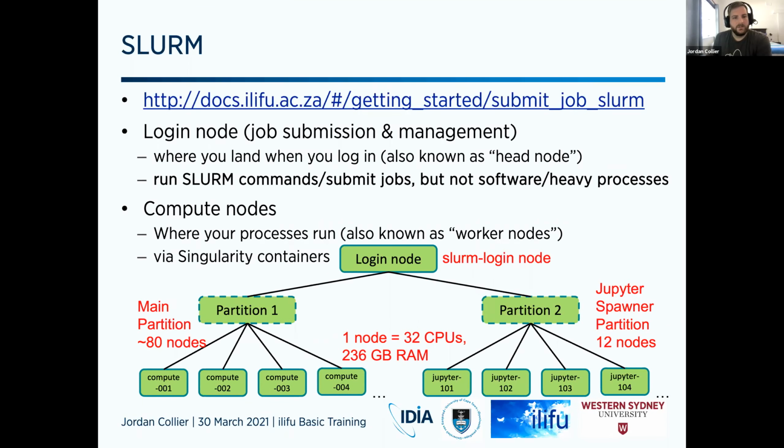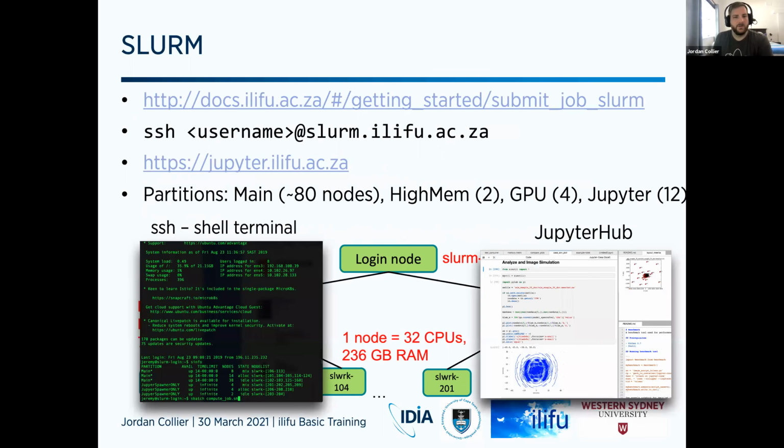And so this is what's going on in the background. As Jeremy said, we SSH in, or perhaps we connect to the Jupyter spawner, and then we'll run our job on a particular partition. As I say, the main partition has about 80 nodes. We have a high mem partition, that's the 512 gigabyte nodes, and there are 2 of those. We have 4 GPU nodes, and then currently 12 Jupyter nodes.